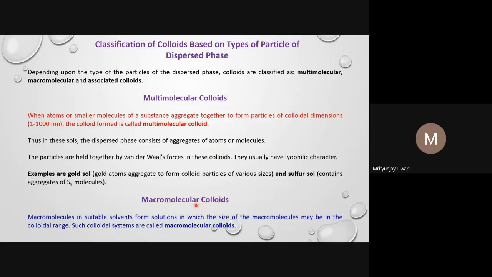And the macromolecular examples that you can see, the gold salts or the sulfur salts, are examples of multimolecular sols. The macromolecular colloids. Again, the definition is already there in this term. Macro means large, and molecular, so one large molecule itself, if it is in the size of the colloidal particles, then it will form the macromolecular colloids. And what kind of molecules will have such a large size? Definitely, it will be a polymer.